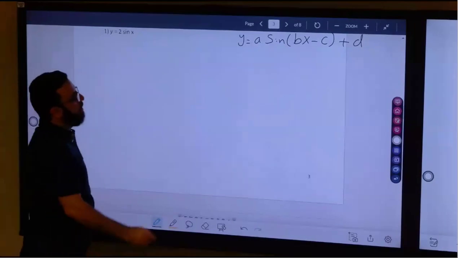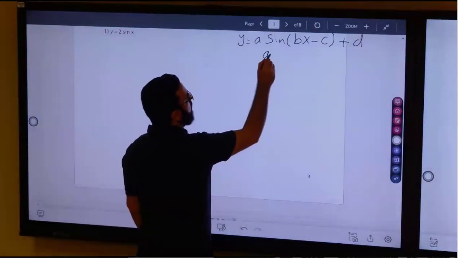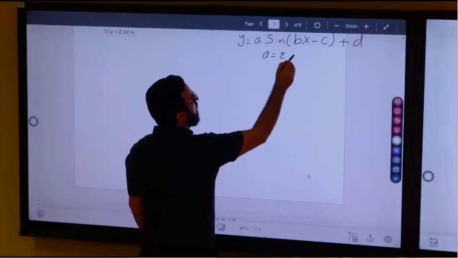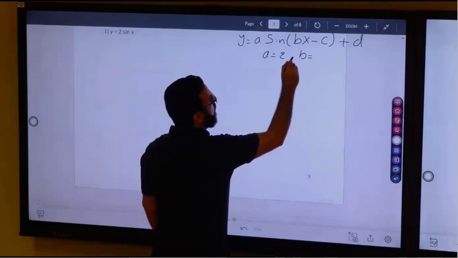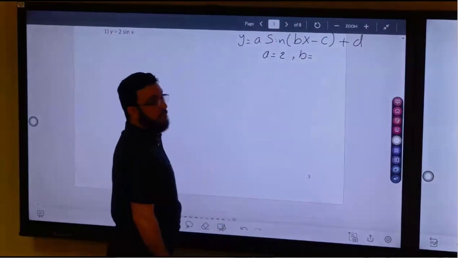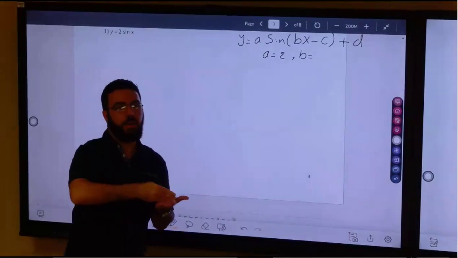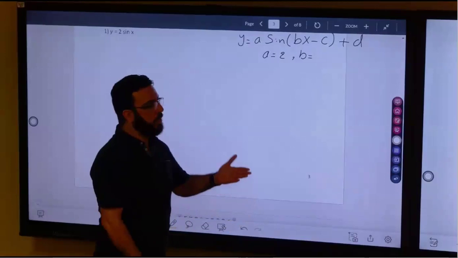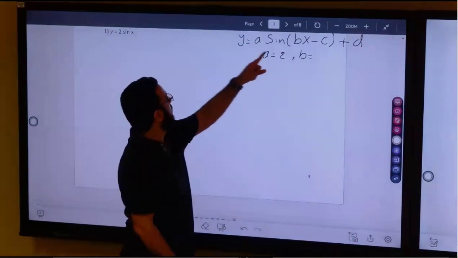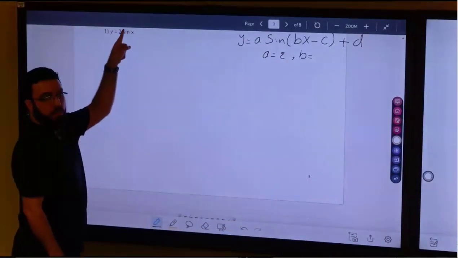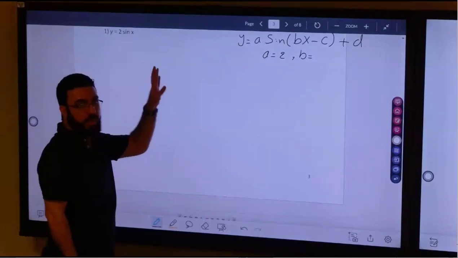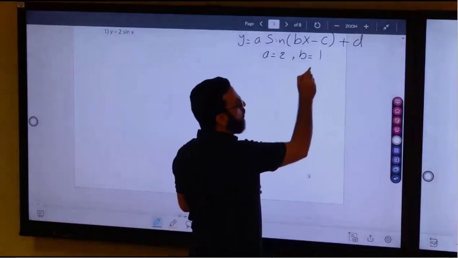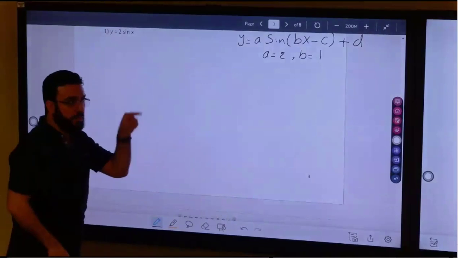A equals what? 2. A equals 2. B equals what? B is the number beside the x, always bx. If it's 0, that means there is no x. How much is the number here? 1. Don't say 0. So B is equal to 1. That's a good point, because a lot of students put 0.